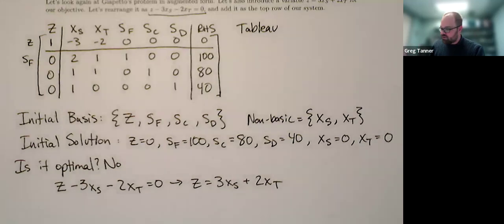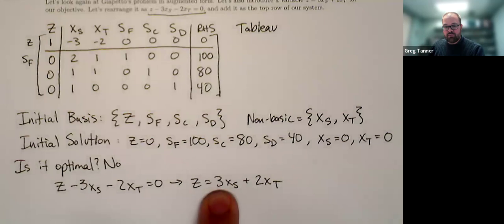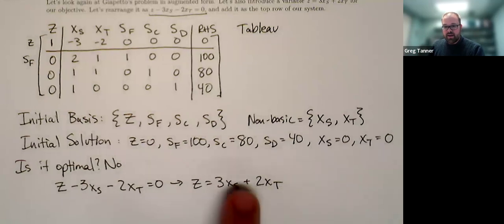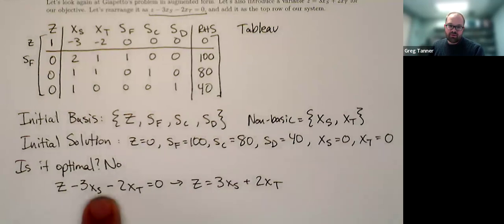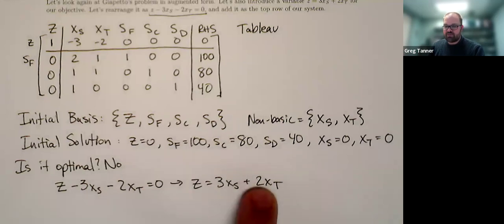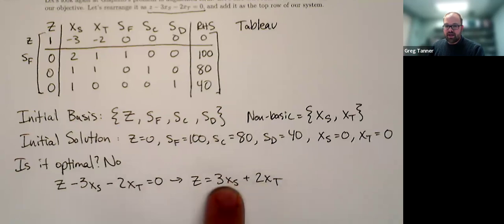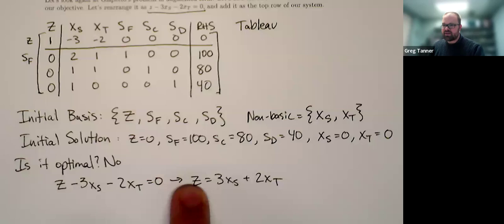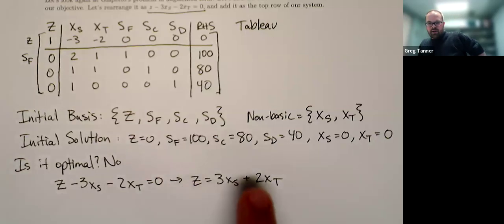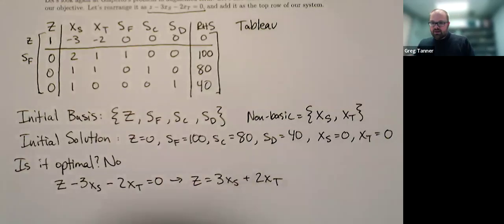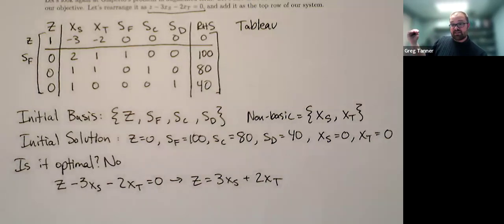But the question is, if we brought one of those variables into the basis and made them not 0, would we improve our objective? And in this case, both of them, once we move them over to the right side, have positive coefficients. They're negative coefficients when they're on the left side, but they're positive coefficients once we move them over to the right side. And so increasing either xs or xt from 0 would increase z as well. This is the key idea: xs and xt are currently 0, but if we increase them from 0, brought them into the basis, made them non-zero, would that improve? And the answer is yes.